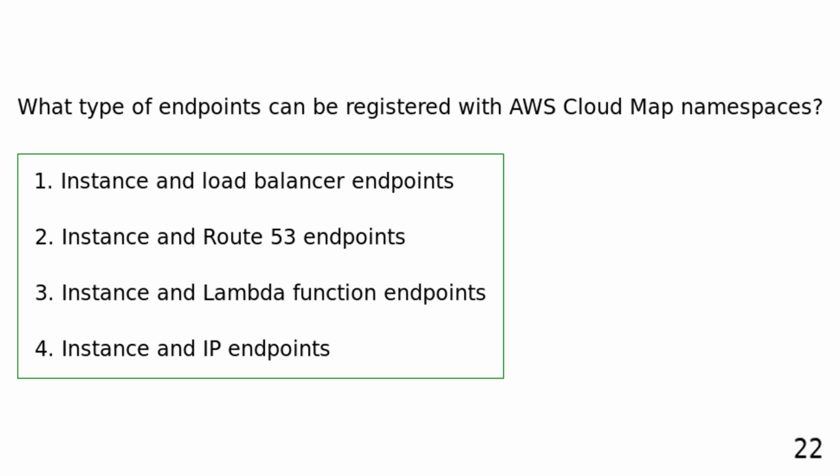What type of endpoints can be registered with AWS Cloud Map namespaces? Instance and load balancer endpoints. Instance and Route 53 endpoints. Instance and Lambda function endpoints. Instance and IP endpoints.